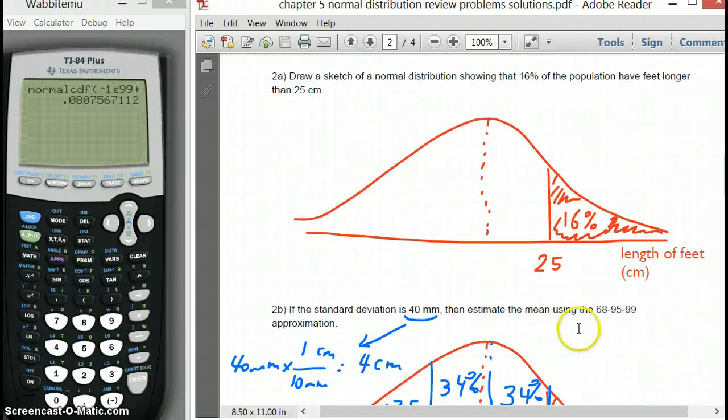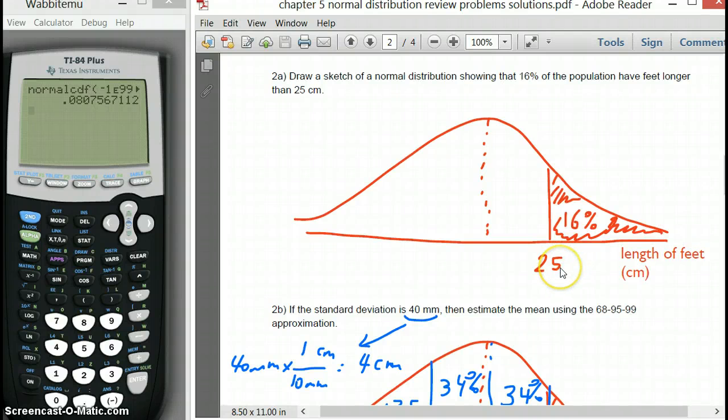Number 2. Now I'm going to draw the normal distribution showing that 16% of the population have feet longer than 25 centimeters. We don't know what the mean is, so we're just not going to write that down. We know that 25 is going to be somewhere on this number line. We're going to put it here. And then 16% of the population goes here. We're going to color that in.